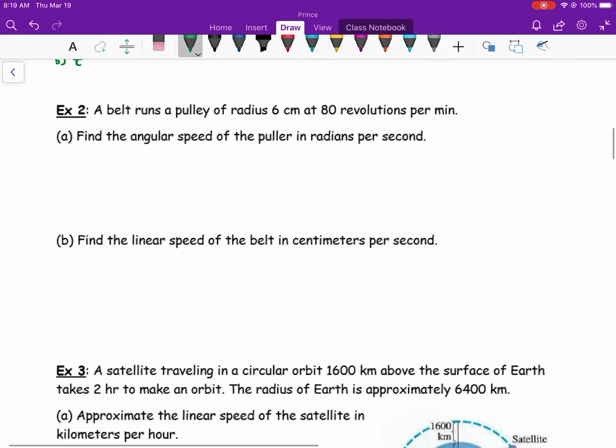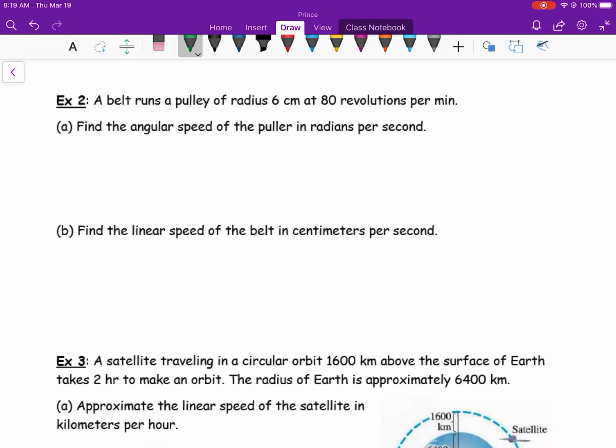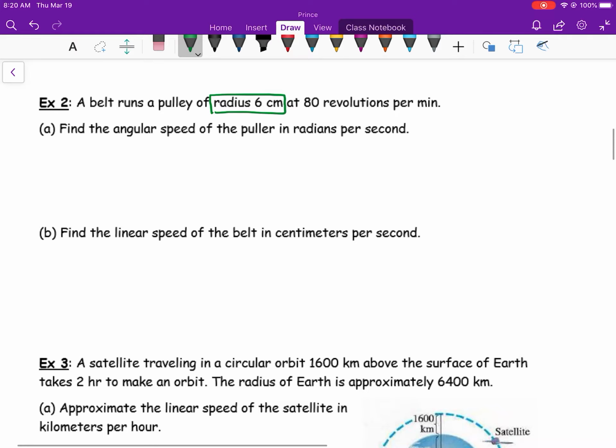Alright, moving on. Example 2. A belt runs a pulley of radius 6 centimeters at 80 revolutions per minute. Okay, so we have our radius. It's good information. Radius is 6. We're going to find the angular speed of the pulley in radians per second. Angular speed, key note there.